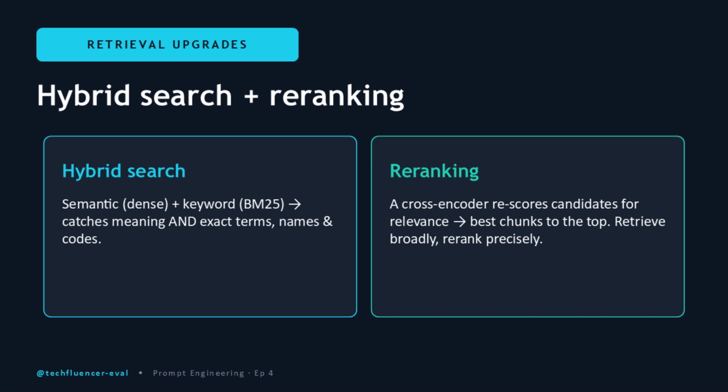Two upgrades that matter in production. Hybrid search combines semantic embedding search with classic keyword search, like BM25, so you catch both meaning and exact terms, names, or codes. And re-ranking adds a second stage. A cross-encoder rescores the retrieved candidates for relevance, pushing the best chunks to the top before they reach the model. Retrieve broadly, then re-rank precisely.